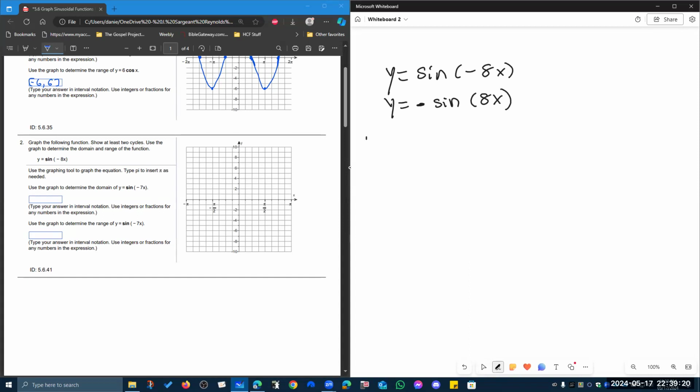That means that my amplitude is going to be the absolute value of -1, which is 1. And my omega now is 8, which makes my period equal to 2 pi over 8, which is pi over 4. And that makes my step equal to pi over 16.